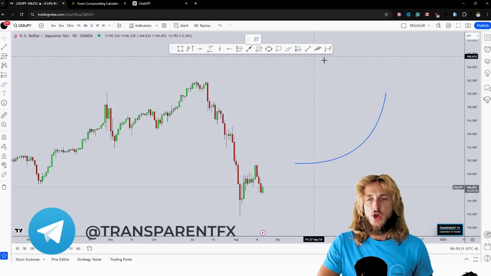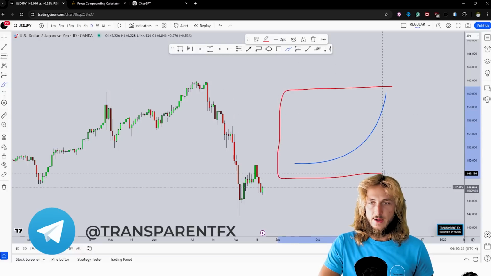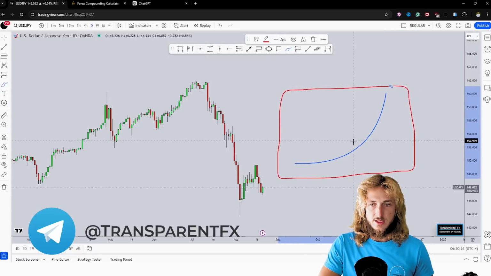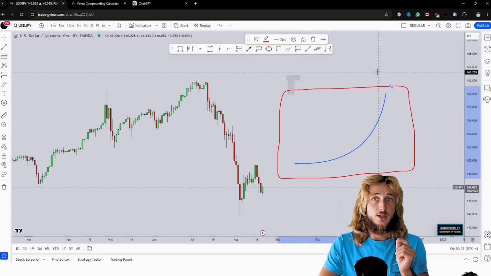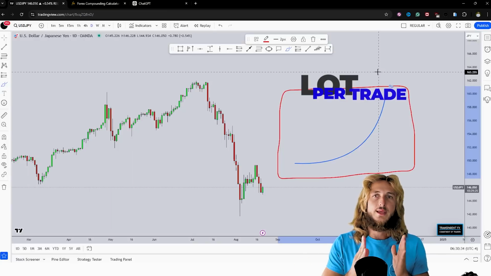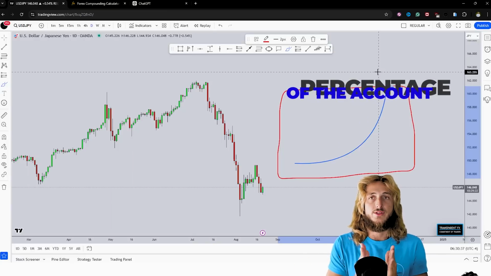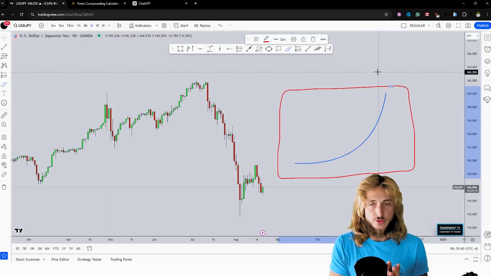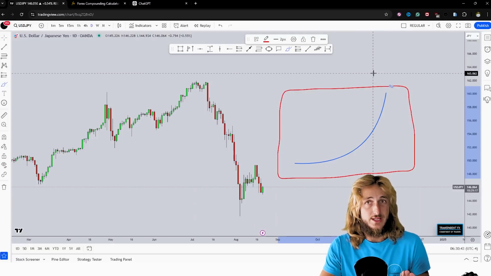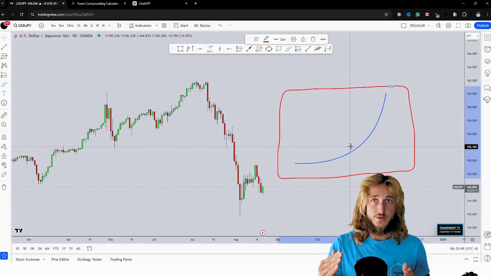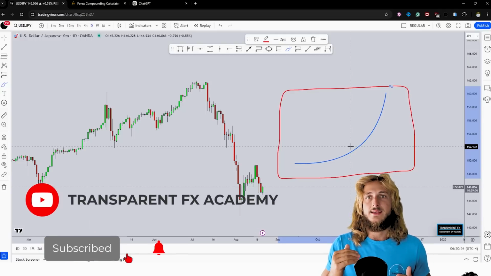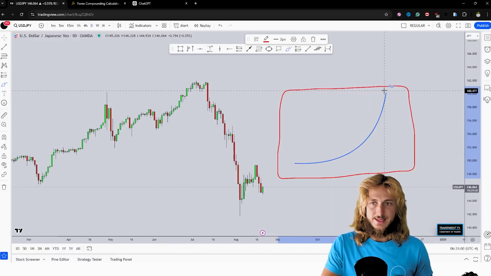Because as I was saying, at some point, if you are growing an account and you're growing it consistently, the curve that you're looking at is this one, especially if you're not risking a fixed lot per trade, but a percentage of your account on every single trade. That is already exponential by nature, mathematically, because as the account increases, the percentage that you're risking in dollar terms or euro terms or whatever the base currency is increases as the account increases. So it is already exponential by nature. So the curve that you're looking at is something like this.